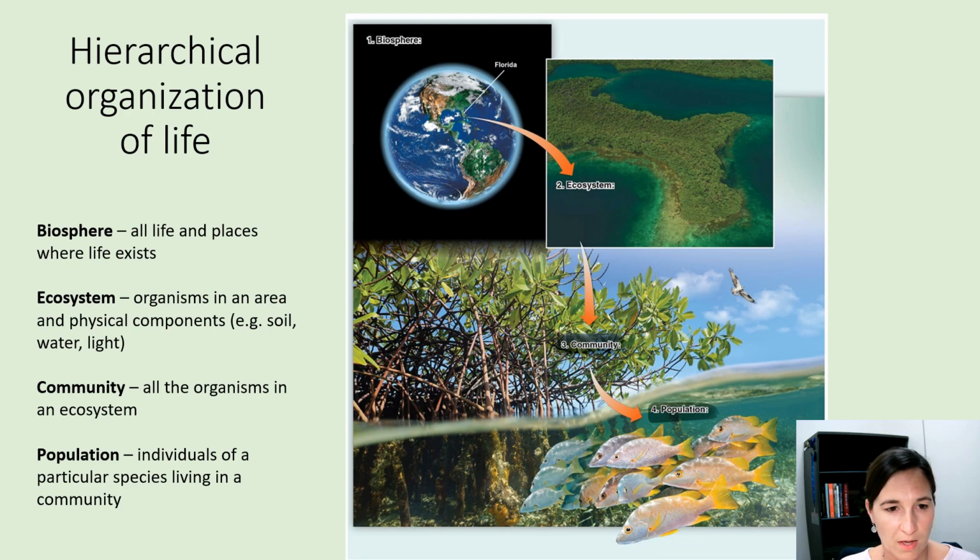Okay. Population. So what is a population? A population is a group of individuals of the same species that live in a community. For example, these snappers. So this would be a population of snappers. If we look at the mangroves, all of the individual mangroves, right? So that's one species, the mangrove. So that is a population of mangroves.